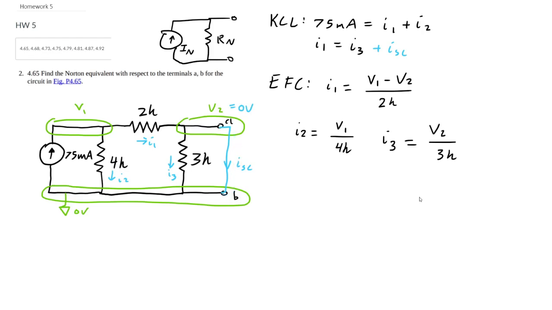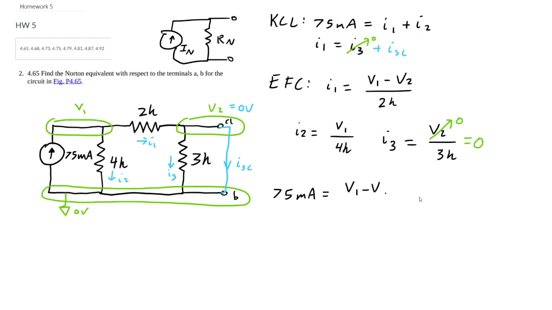You can consider the short kind of like a 0 ohm link, or just a piece of wire. So when V2 goes to 0, that makes this go to 0, which means that this goes to 0 in our original equation, and we can say that I1 equals I short circuit. So if we can calculate I1, then we'll be able to calculate I short circuit in one fell swoop. So let's go ahead and take the 75 milliamps, our first KCL, and then put our equations for components in.